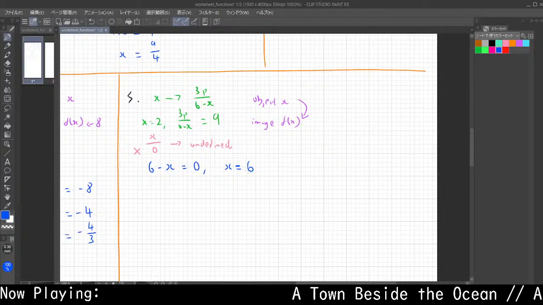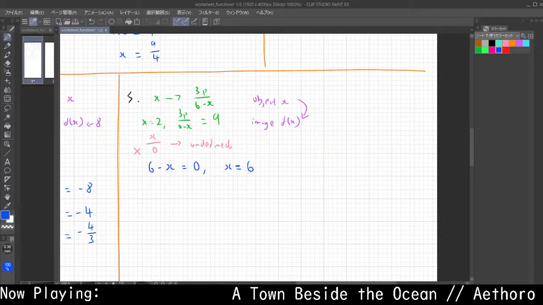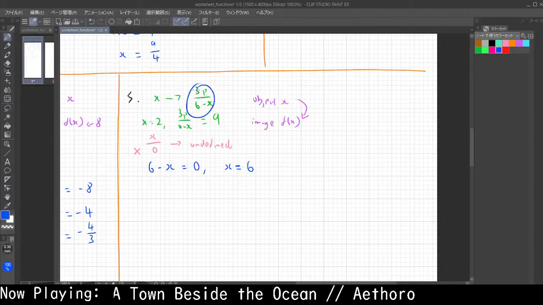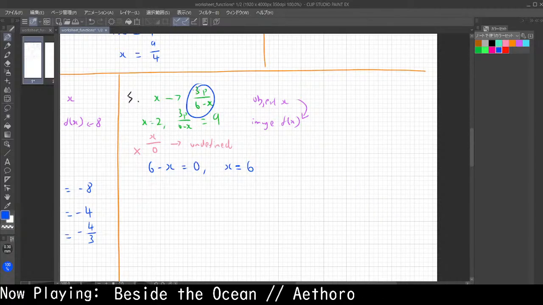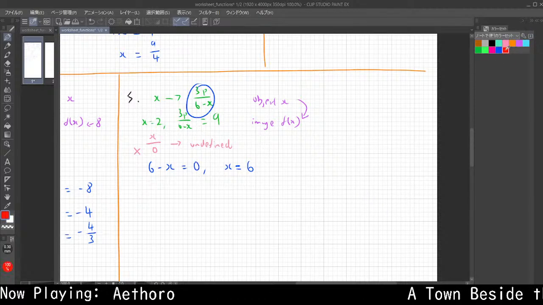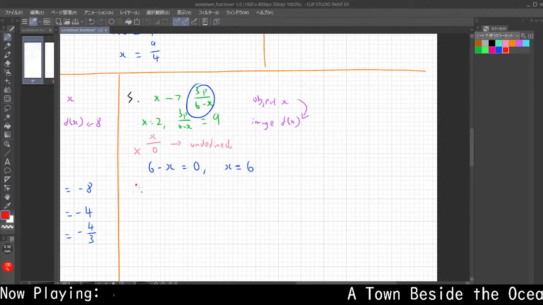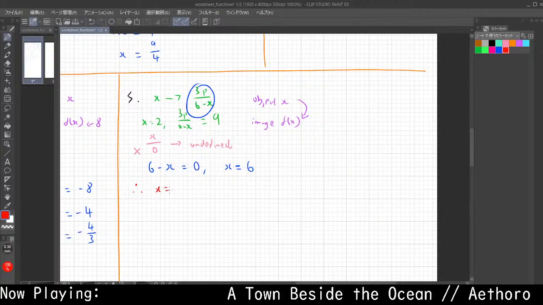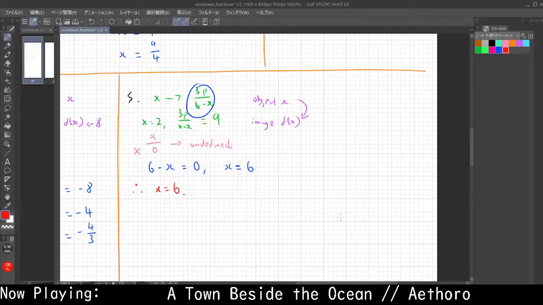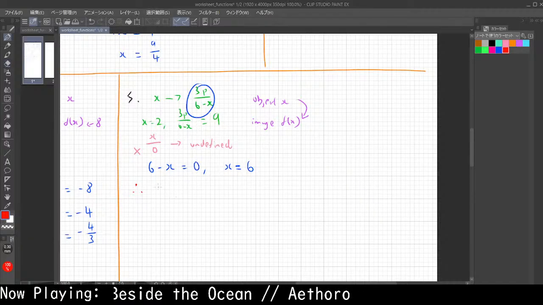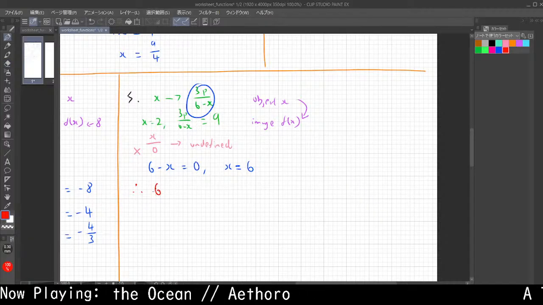Therefore, if you put x equals 6 into your function, this entire thing over here, you will get nothing. You will get an undefined result, so it has basically no image, and therefore this will be the answer the question is looking for. The object which has no image is x equals 6. So the object with no image is 6.